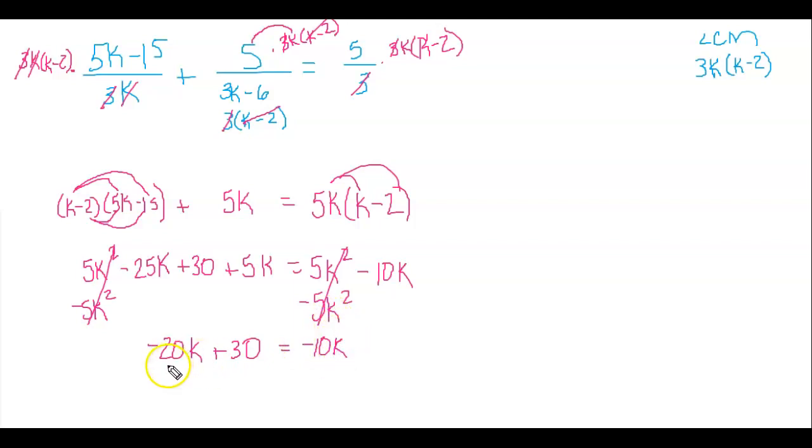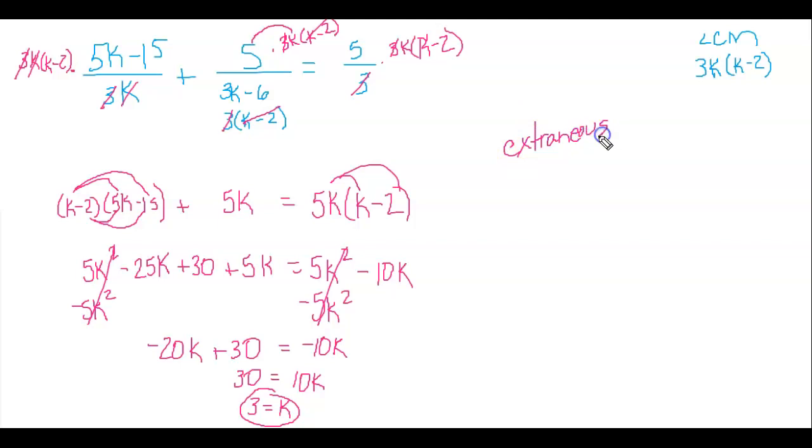And then we have, let's see, if I add 20k to both sides, I get that 30 is equal to 10k, and when I divide by 10, I get that k is equal to 3. So this gives me k is equal to 3. Now I need to double check. I have to check for those extraneous solutions.